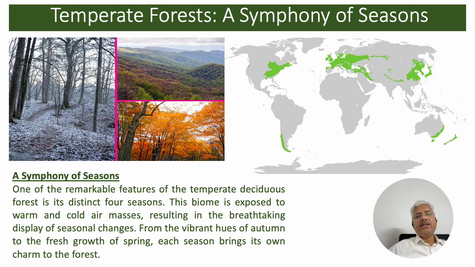The second category of the forest is temperate forests. The temperate deciduous forests are characterized by trees that shed their leaves in the fall, preparing for the cold winter months, and they are found in regions with distinct seasons, such as eastern North America, northeastern Asia, and western and central Europe.